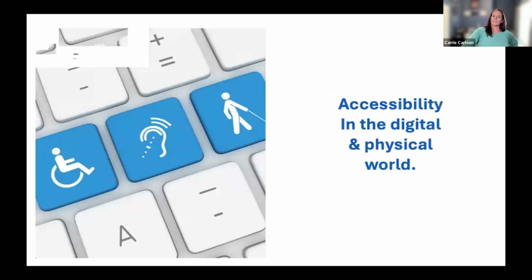We're going to talk about accessibility in the digital and physical world. And on this slide, there's a big keyboard, right? And in the middle of it, it has got the disability symbol. It has got an ear for hearing impairment, and then it has got a person outlined with a white cane.